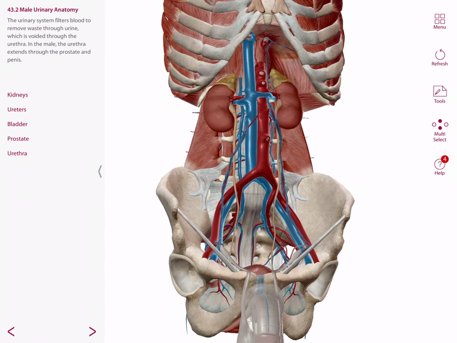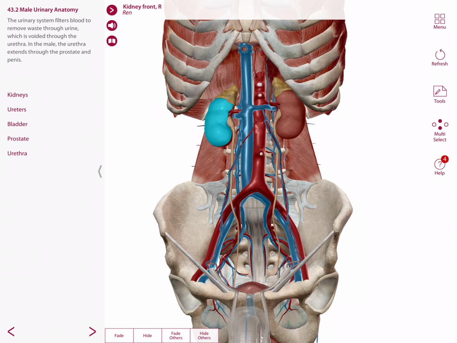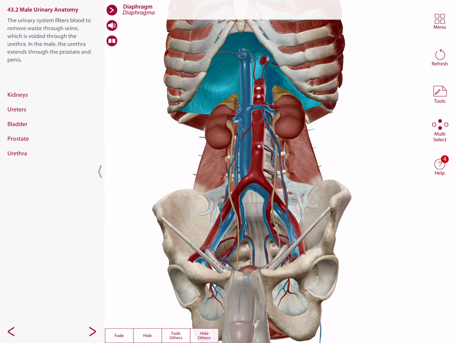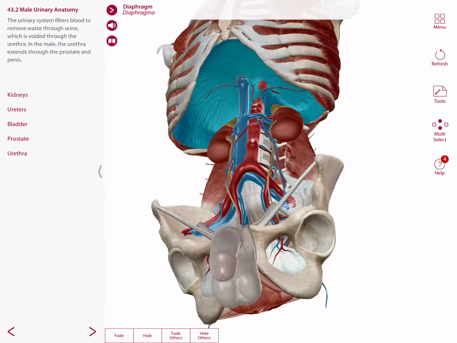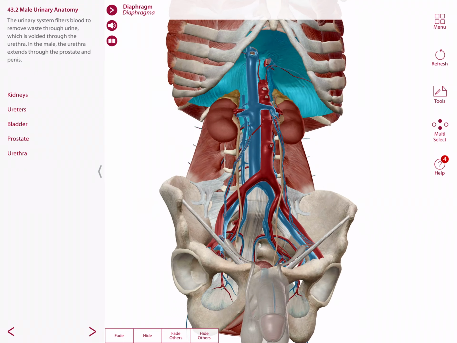Okay, so here we've got the dissected view of the kidneys. We've got the right kidney and left kidney. Above either kidney we have what we call the adrenal glands. And then there are a few structures missing here. So here's the diaphragm superior to that. And you're missing the stomach, the intestines, the liver, the spleen, all sorts of stuff.